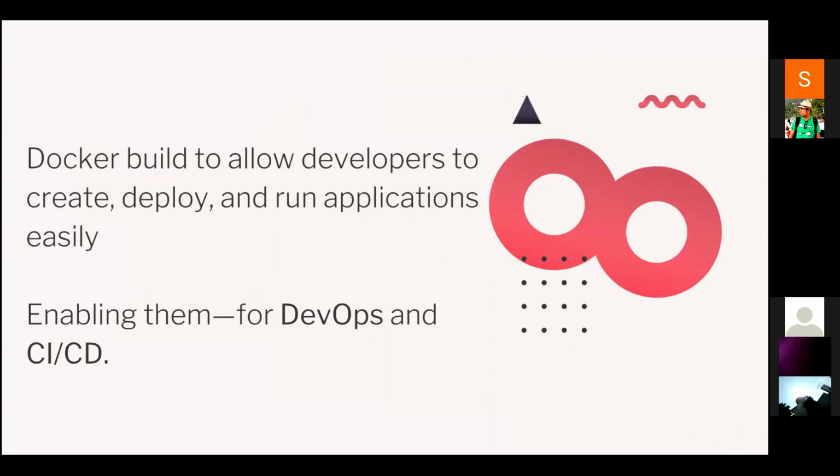The main intention of Docker is to allow developers to create, deploy and run applications easily. So Docker has enabled developers to set up DevOps and CI/CD environments. How does it enable developers to easily deploy and run applications? In Docker, you just need to create one file called a Dockerfile, and then you just need to run it. Once you run that file, Docker will automatically create that environment.